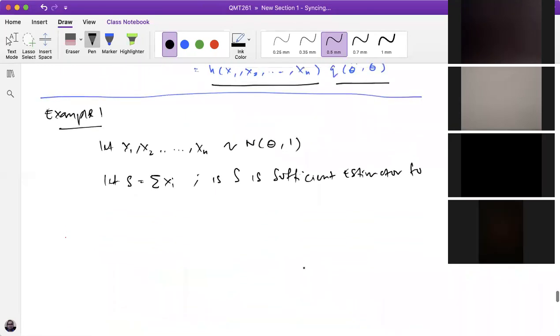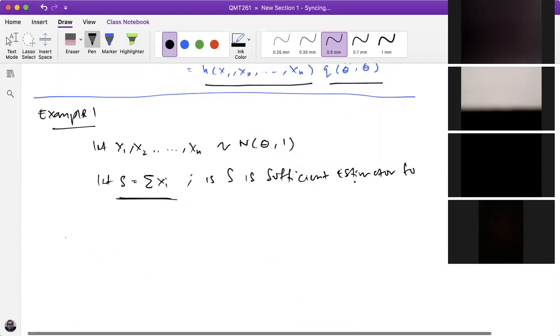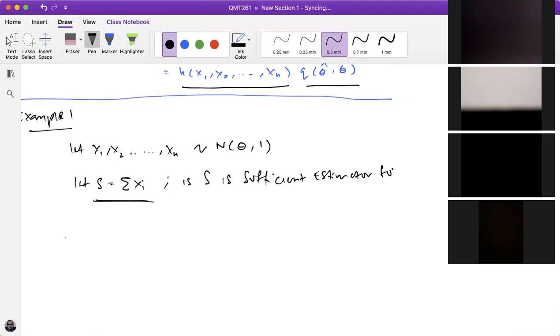So let x1 until xn be a normal distribution with mu equal to theta and variance equal to 1. Let S equal the summation of x, and S is a sufficient estimator of theta, for theta.